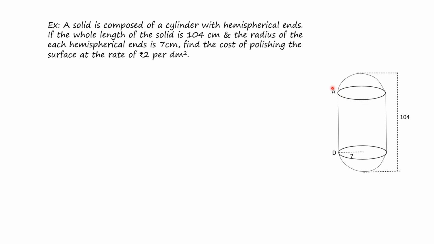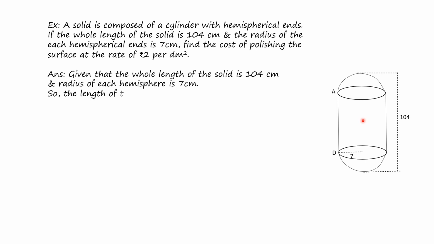So the solid constitutes a cylinder with two hemispheres at both the ends, and the total height is 104 cm and the radius is 7 cm. Given that the whole length of the solid is 104 cm and the radius of each hemisphere is 7 cm, the length of the cylindrical part is 104 minus 2 into 7, or it is 90 cm, because this height is 7 cm, this height is 7 cm, so 7 plus 7, 14. 104 minus 14 equals 90 cm.